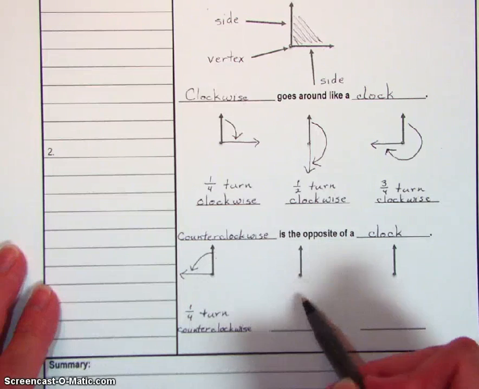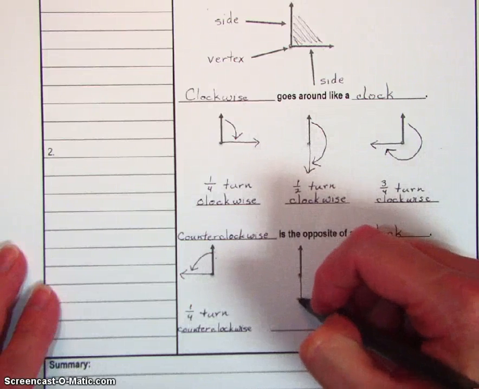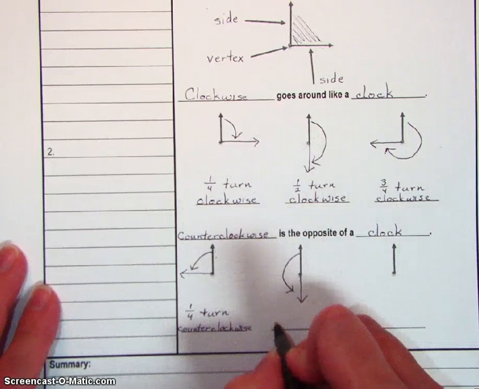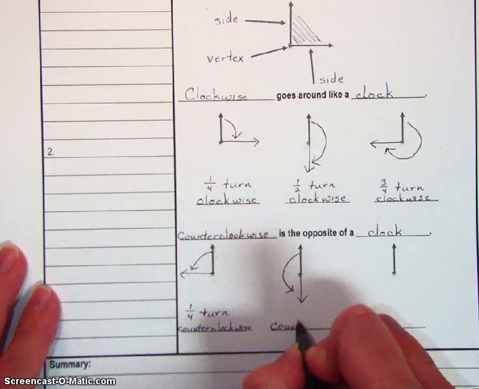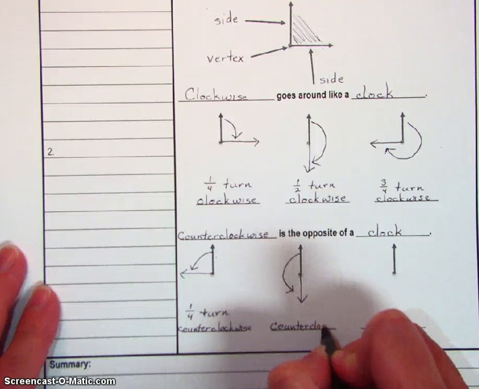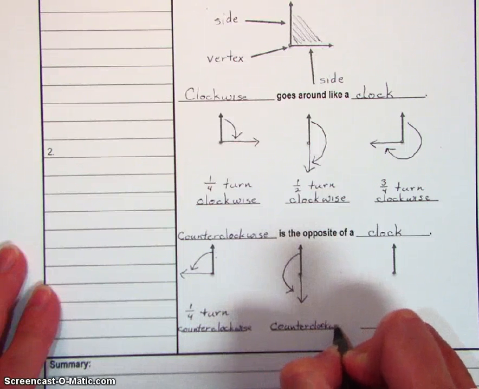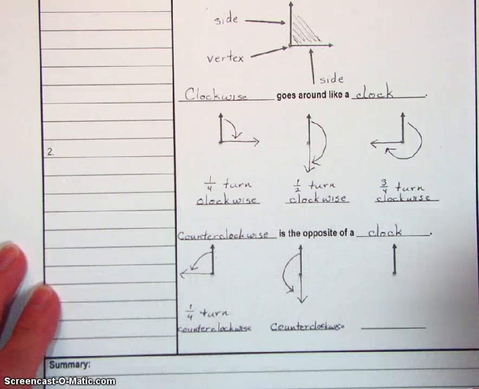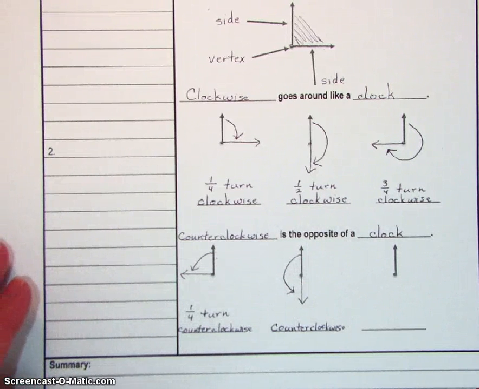Okay, what do you think is going to happen on this next one if we do one going straight down like this? We're going counterclockwise. How much of a turn are we going? If you said 1/2 turn, you were correct. Let's take a look at that.